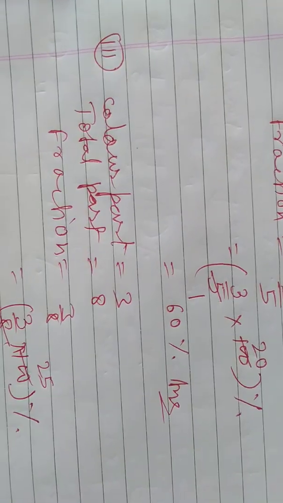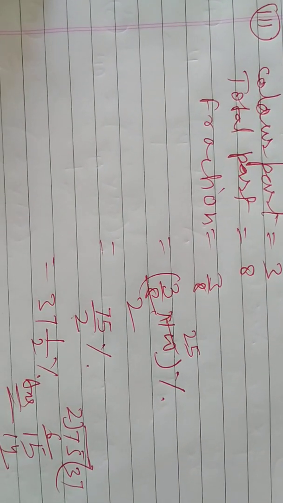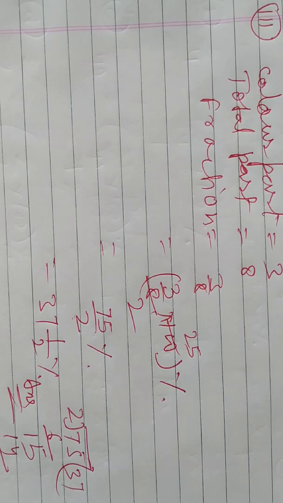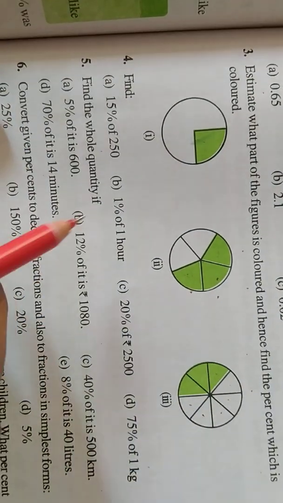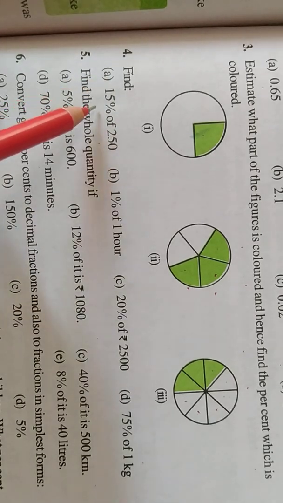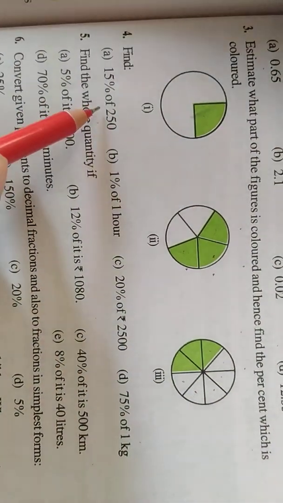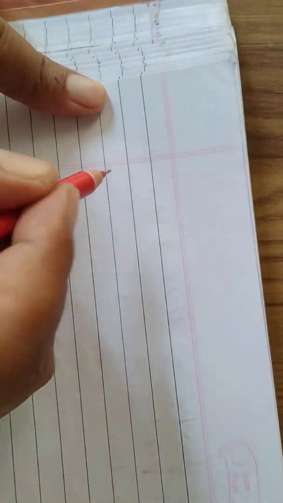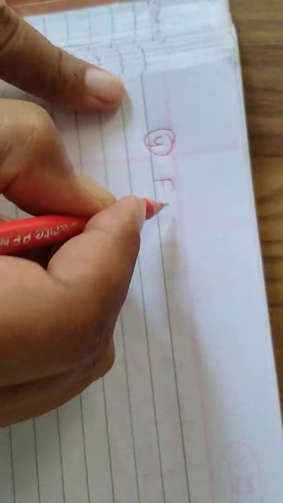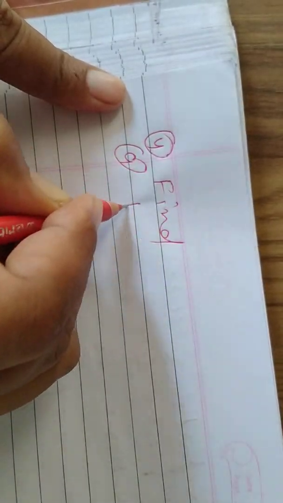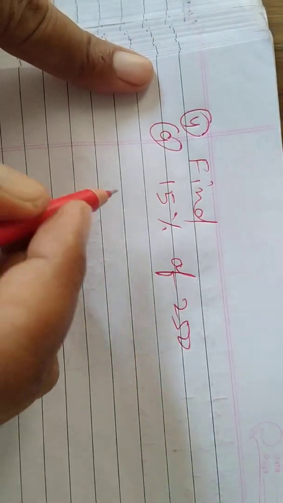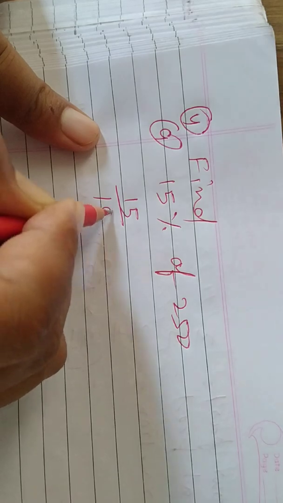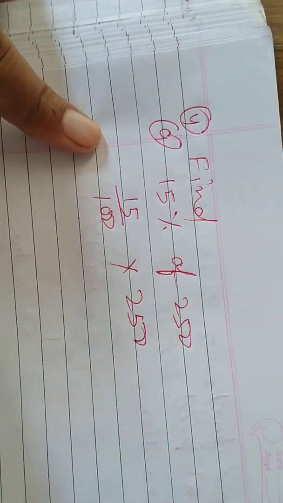So question number 3, this way we have completed. Now, question number 4. Find 15% of 250. It is very easy. See, students, 15 by 100 into 250.